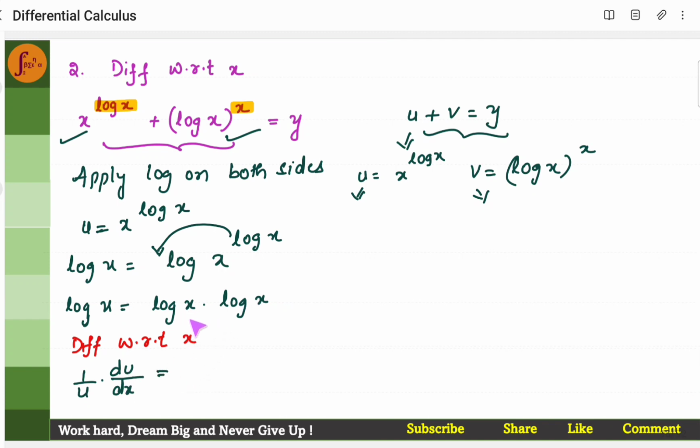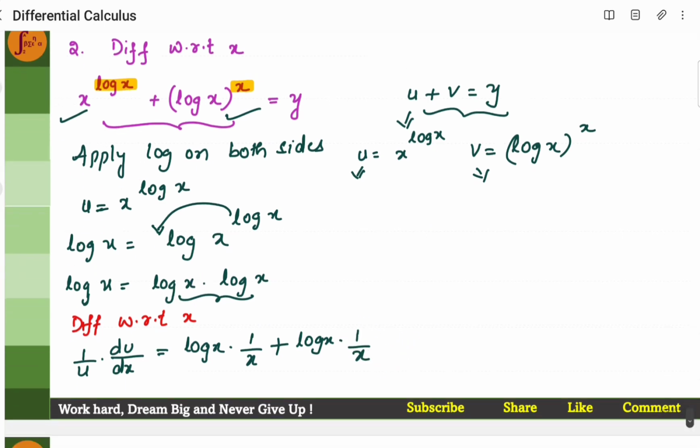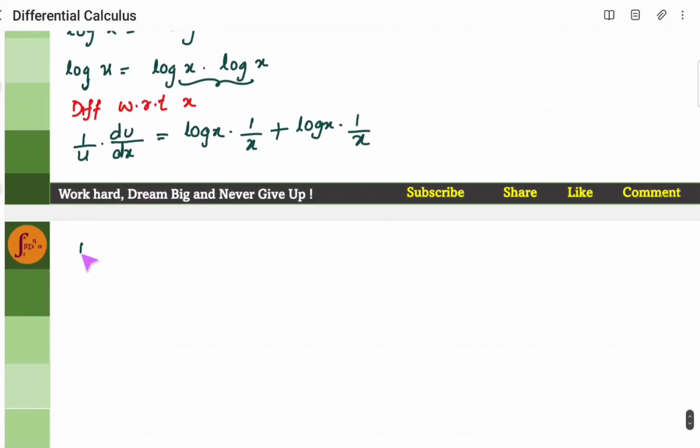So now we'll apply the product rule here, right? There are two functions. So I'll take the first function log x into the derivative of the second function, which is 1 by x, plus the second function, which is again log x, into the derivative of the first function, which is 1 by x, right? So now what do I get? I'll get 1 by u into du by dx is equal to, this is happening 2 times here, so it will be 2 log x by x.